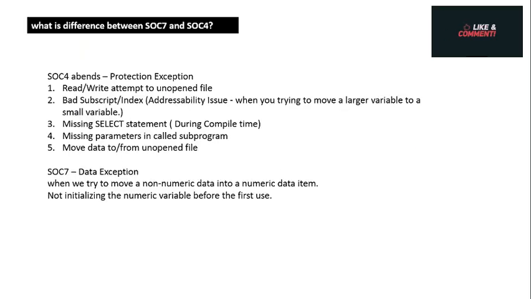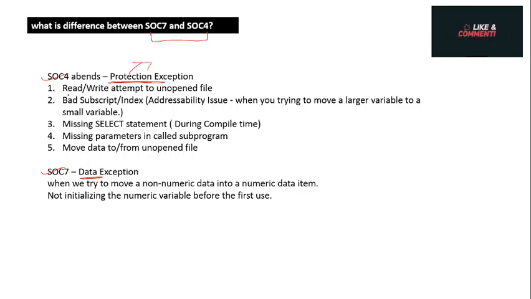So what is the difference between S0C7 and S0C4? You know, S0C4 abend is a protection abend, okay, and S0C7 is a data exception abend. You know what protection is? Like every country has a boundary, and if anybody crosses the boundary, the country's army can harm them. Okay, so what does protection mean here?